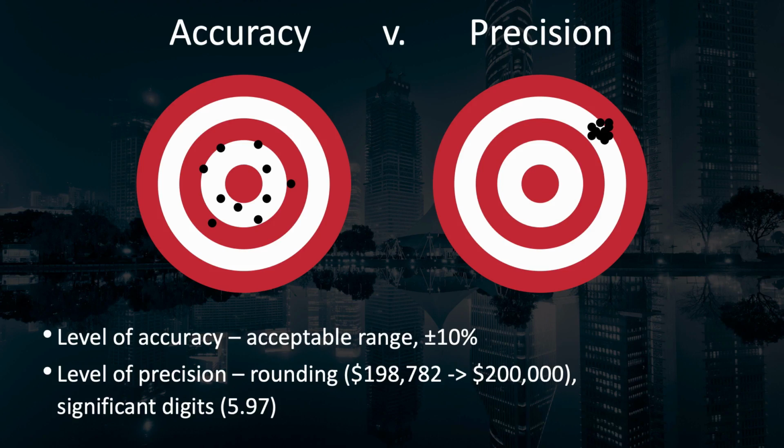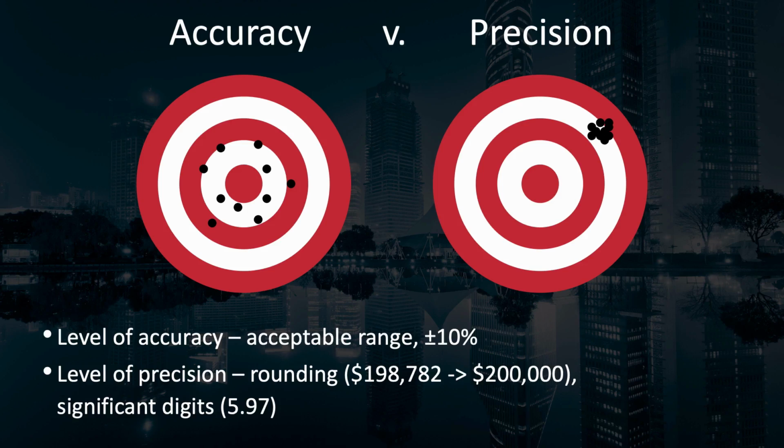To specify a required level of accuracy is to specify the acceptable range, such as the range of schedule or cost estimates, like plus or minus 10%. To specify a level of precision is to specify how much you'll round numbers with several digits of precision. Or alternatively, how many digits of precision are required in your measurements.